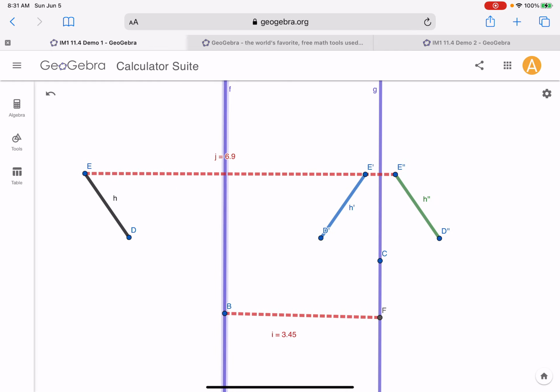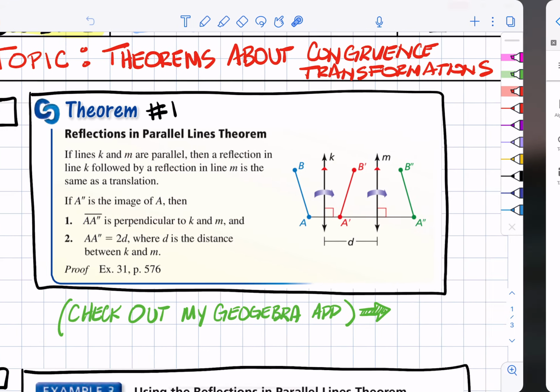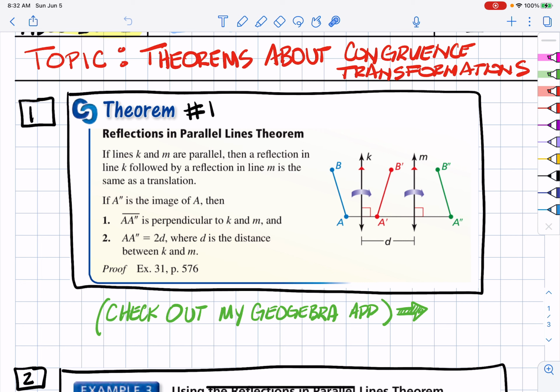So I can move these things around and you can see that double reflection. So I could easily obtain the green segment just by doing a translation from E to E double prime. I don't have to do a double reflection. And that's what Theorem 1 is trying to get you to understand.